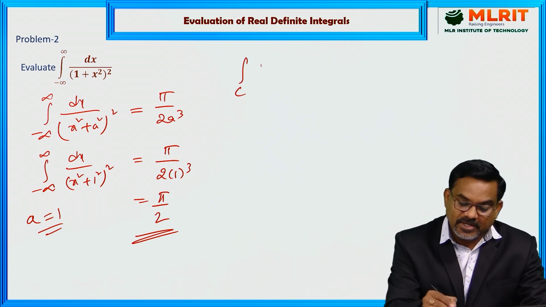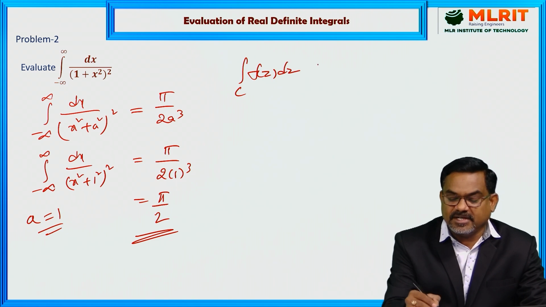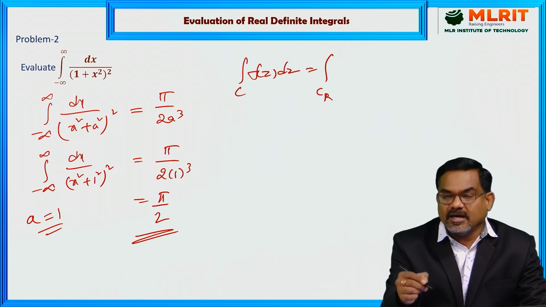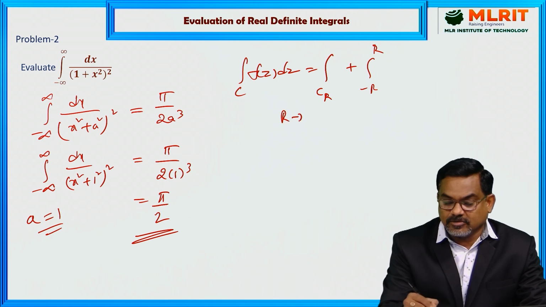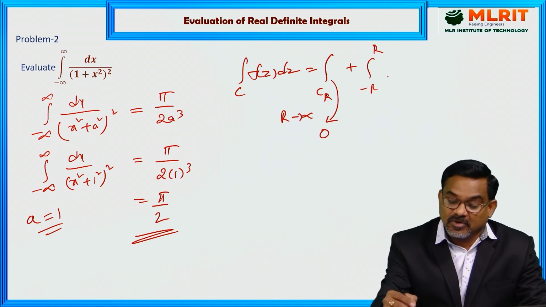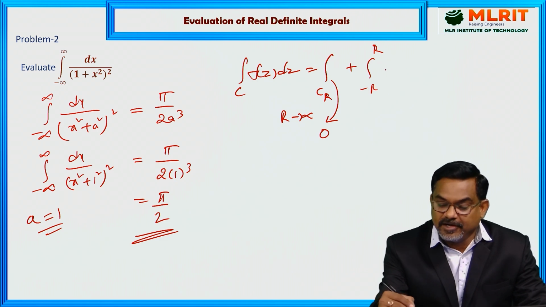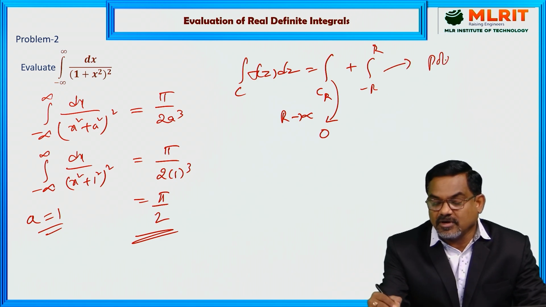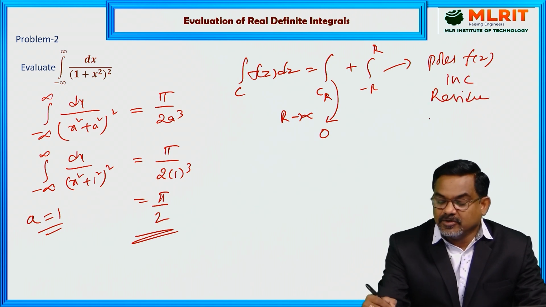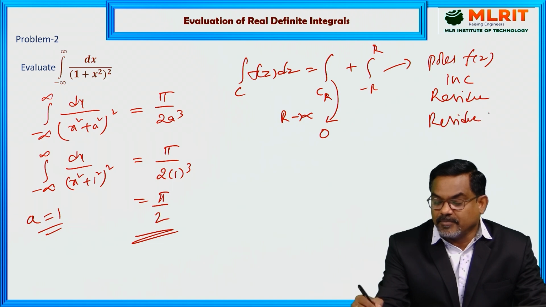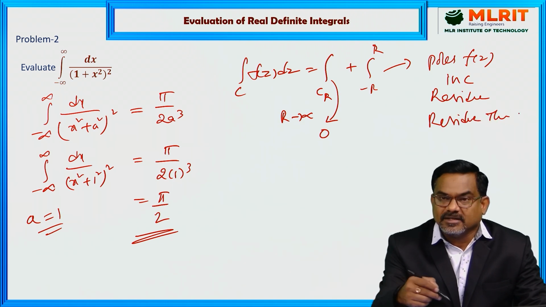So, first we consider the integral over C of f of z dz, which is along the semicircle and from minus R to R. As R tends to infinity, this first integral tends to 0. So, only this remains, and here we find the poles of this function f of z and identify the poles which are within C, then find the residue and use the residue theorem to evaluate the line integral.